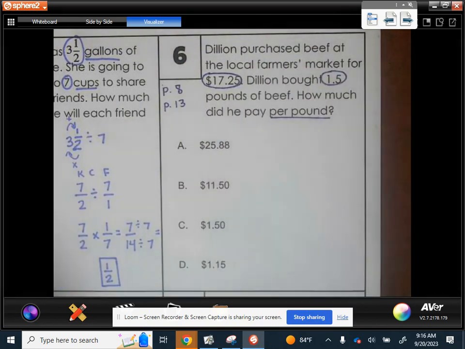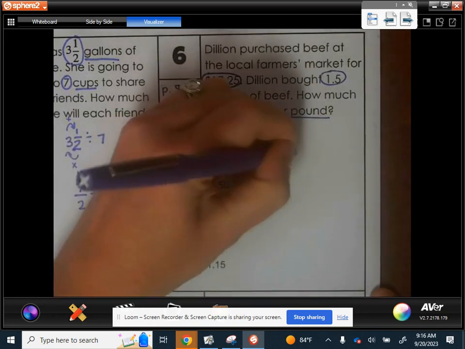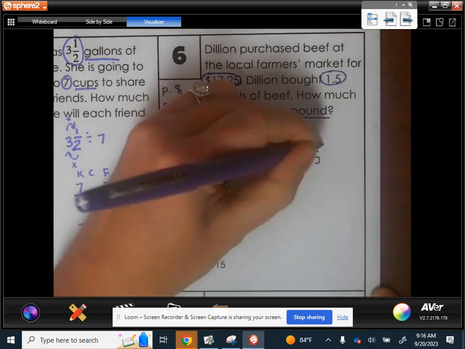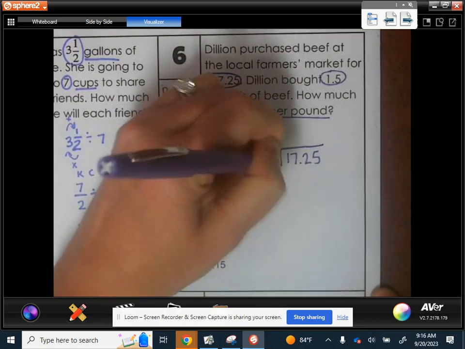So we know how many pounds he bought. If they're giving us the total and they're just wanting to know for 1 pound, 1 pound should cost less than 1.5 pounds. So we need to be dividing to get that smaller amount. So 17.25 divided by 1.5.